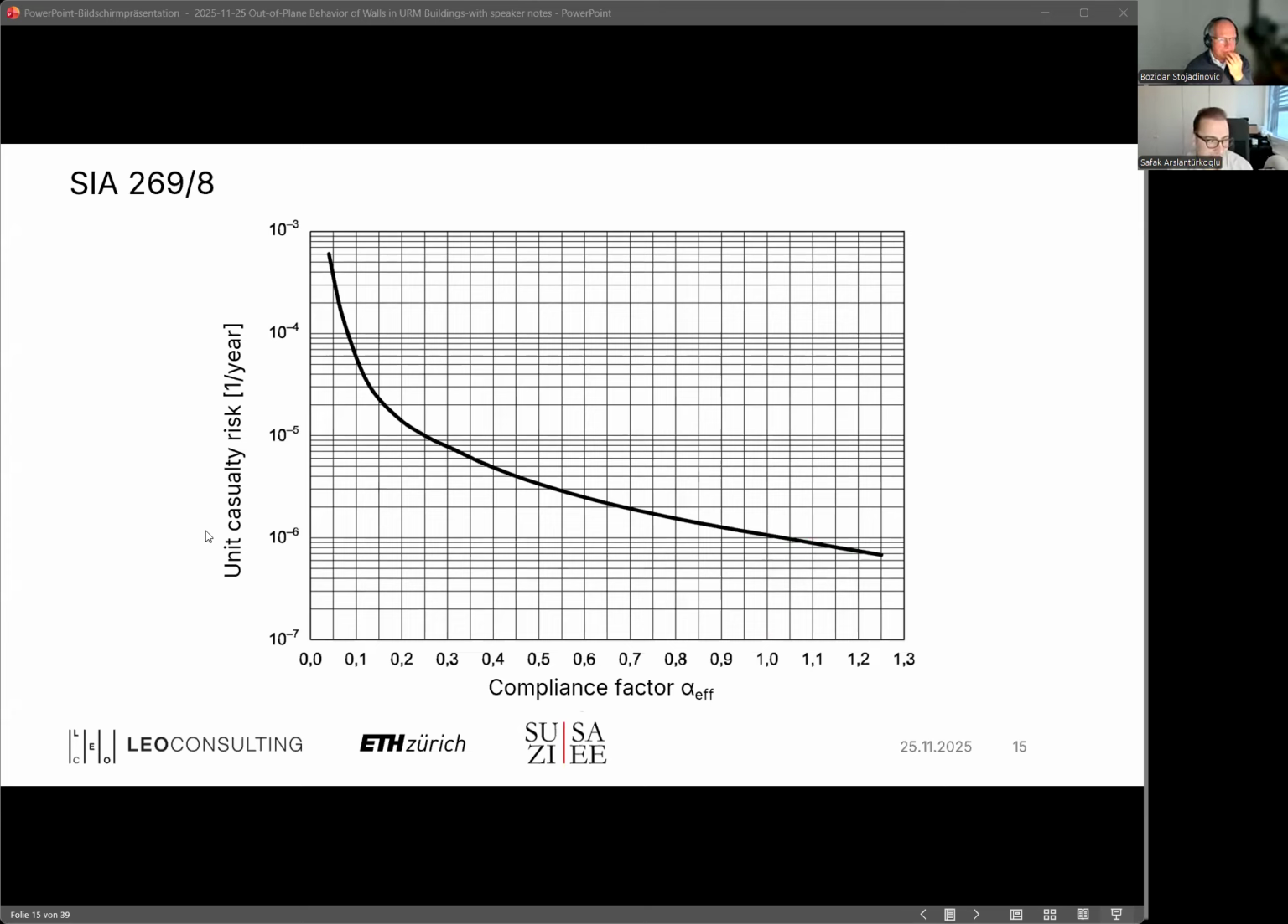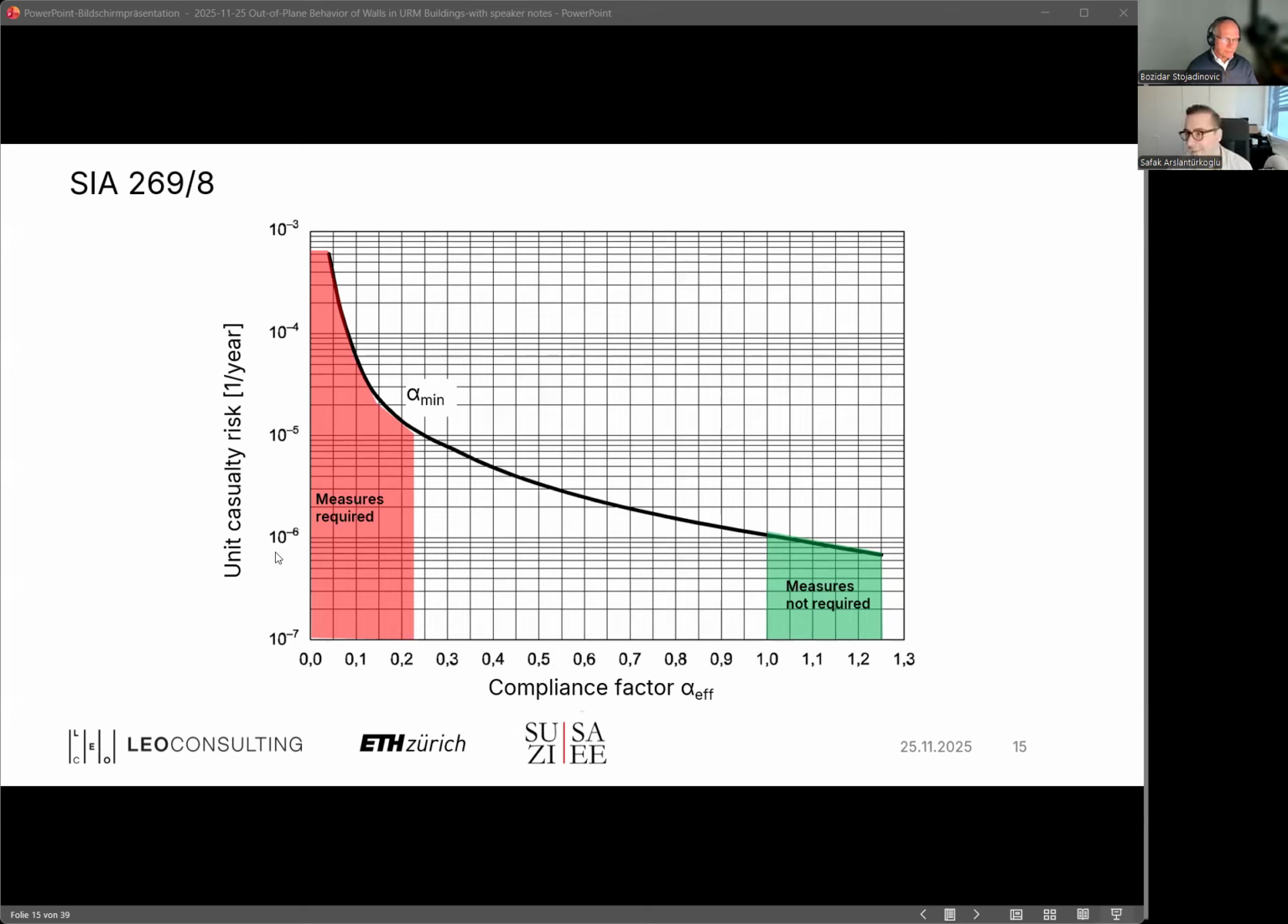and they define three zones. The green zone is prescribed for new buildings. Here the compliance factor is 1.0 at least, or higher. That means when we design a building following the code, we make sure that the compliance factor is 100%.